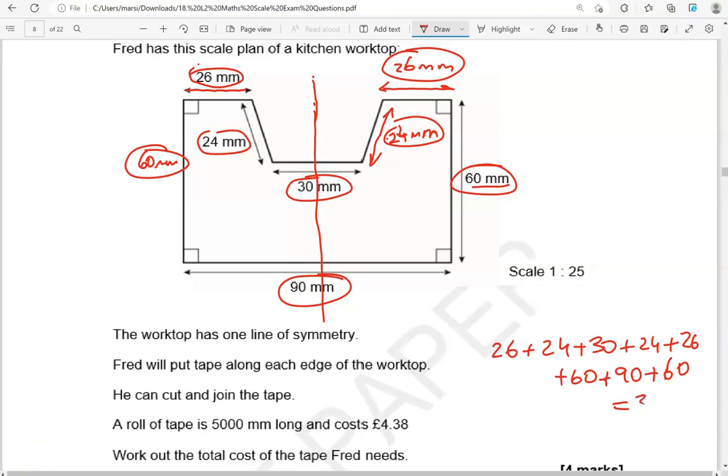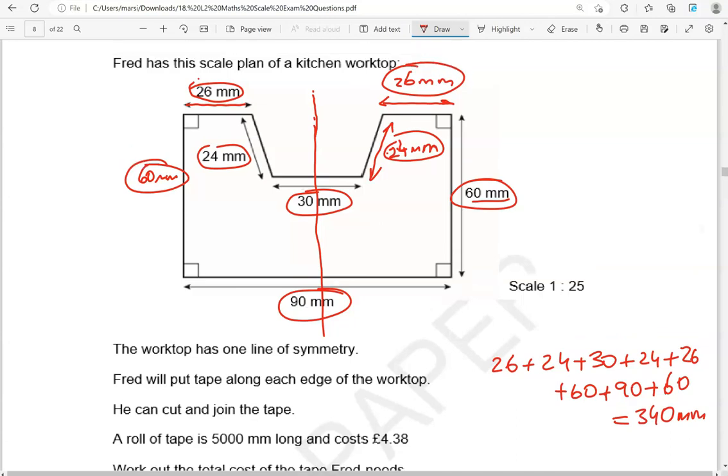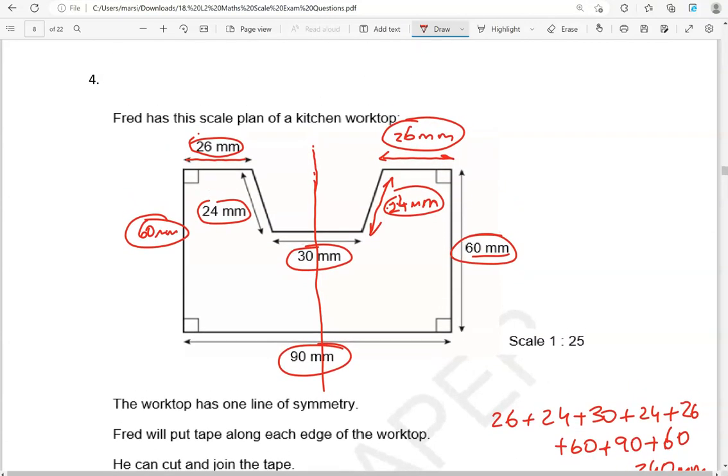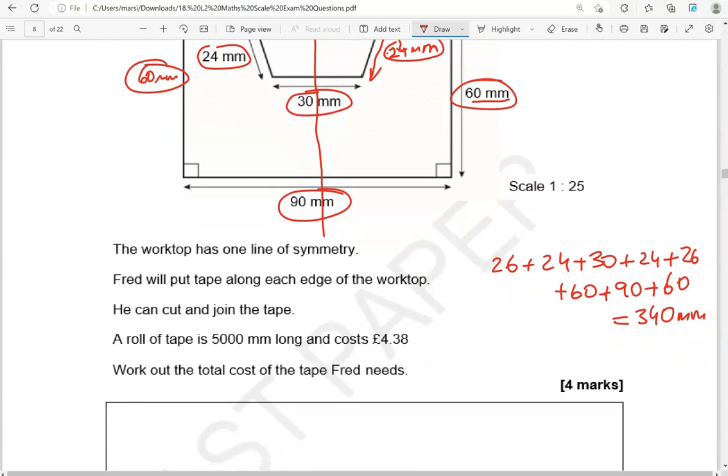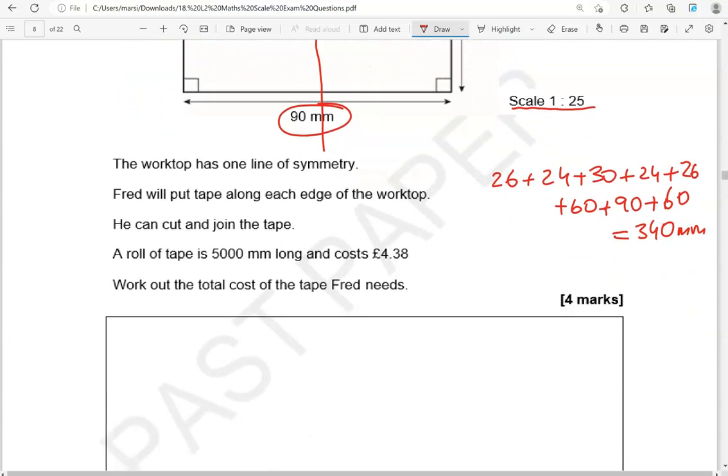Which gives us 340 millimeters. That is here on the plan. So total length on the plan is 340 millimeters. Got a scale of 1 to 25. So 1 is on the plan and 25 is in reality. And on the plan, that is 340 millimeters.